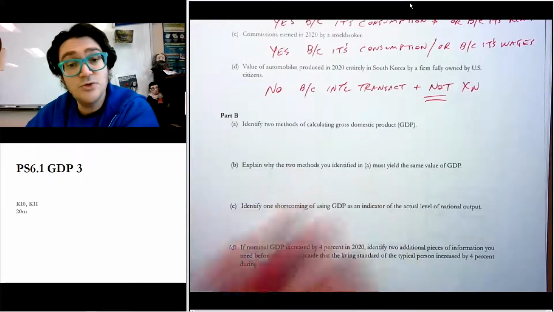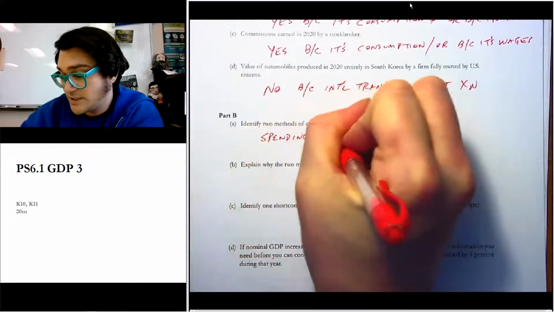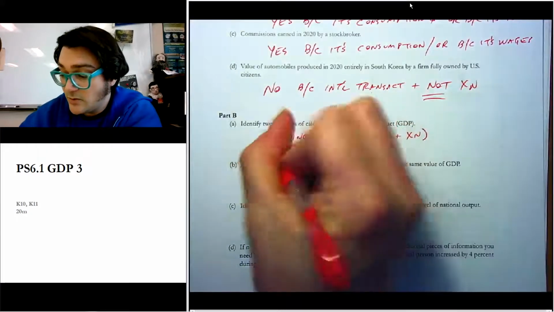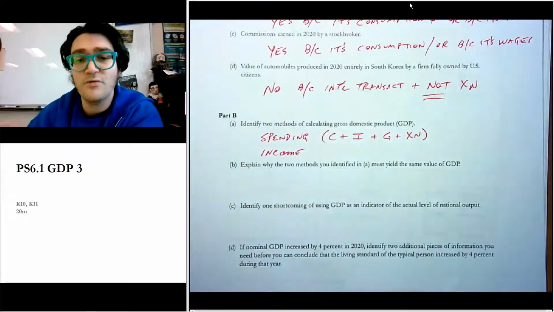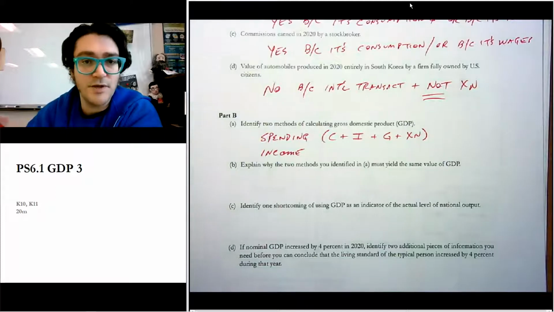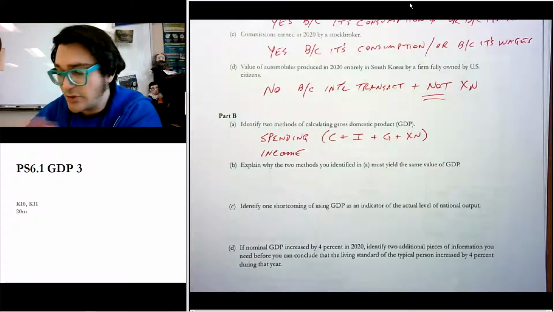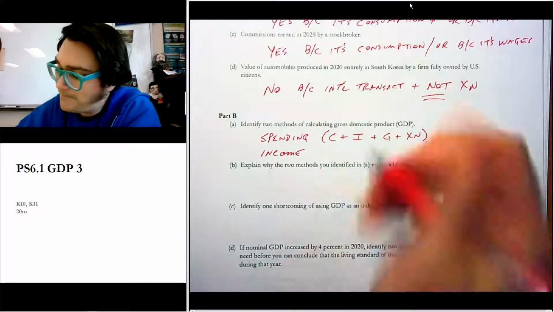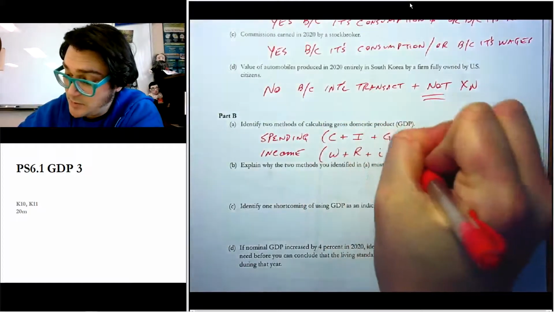Part B, identify two methods of calculating GDP. Well, that's pretty easy. We could do the spending, which is C plus I plus G plus XN, or we could do the income approach. Now, your book has a third one called value added. You don't have to worry about it. If you see any questions in your book about value added, ignore them. That is a totally legitimate way of calculating GDP, but for our class, we don't really care about it. Wages, rent, interest, and profit.